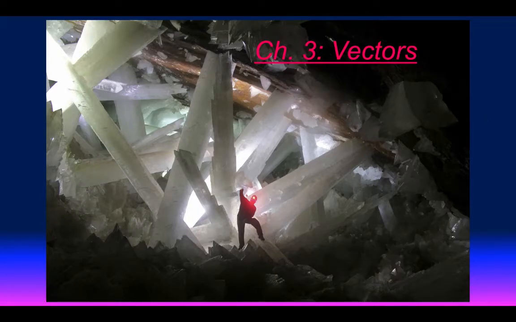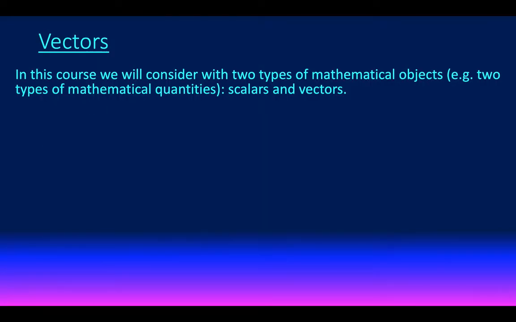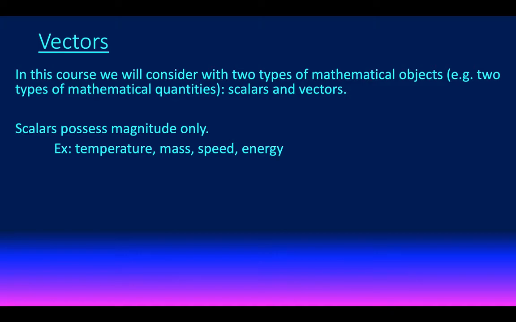We're going to continue this course discussing the topic of vectors. In this course, we will work with two types of mathematical quantities. Those are scalars and vectors. A scalar is a type of quantity that only possesses a magnitude. Another way of phrasing that is if you want to fully specify everything you need to know about a scalar quantity, you only need one single number. For example, I only need one number to fully specify an object's temperature. I only need one number to fully specify an object's mass, and so on.